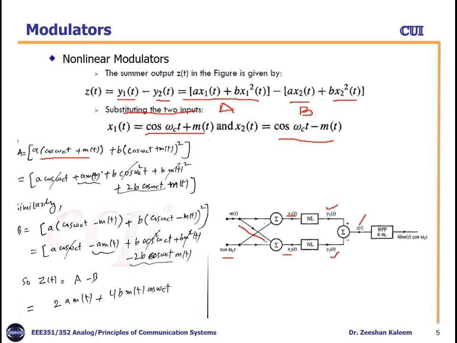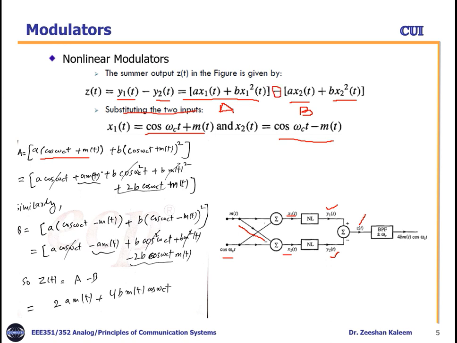Similarly, for y2, what is the value of x2? It is cos omega c t minus m of t, so we put it in this equation. After opening this, we get a cos omega c t minus a m of t, plus b cos square omega c t, plus b m square of t, minus 2b cos omega c t into m of t. So there is a negative sign here.